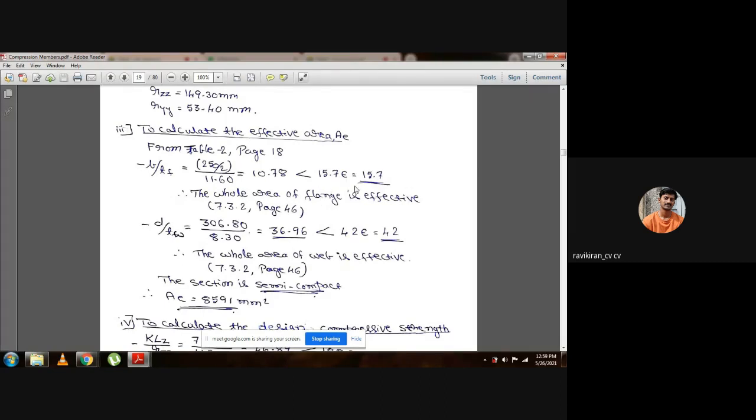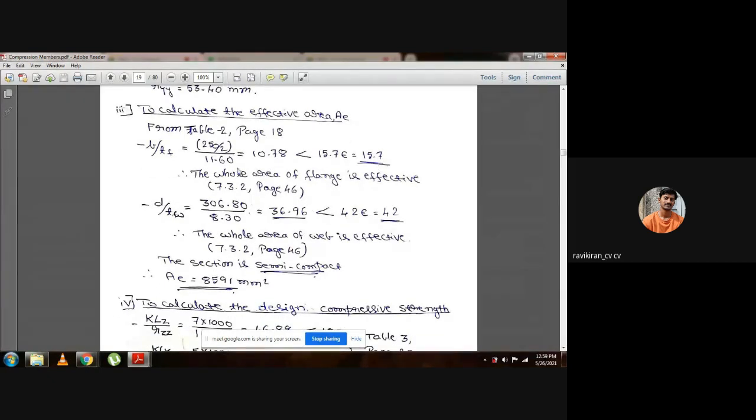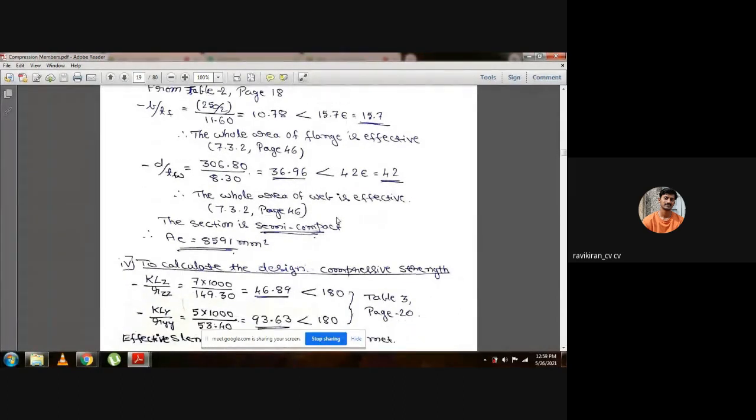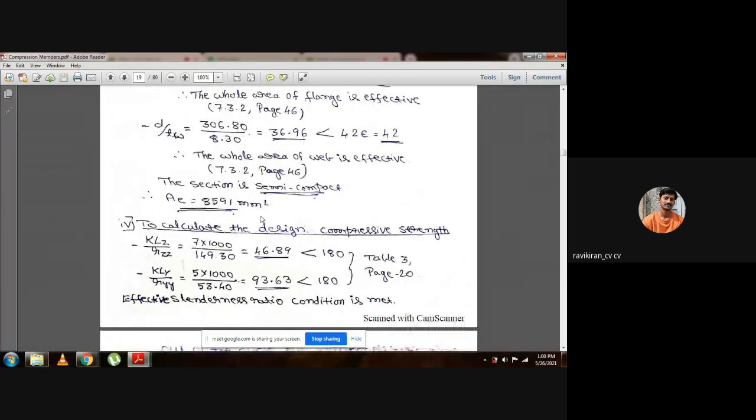So this value is 10.78, which is less than 15.7. Same way, and this you will understand only if you open Table 2, page 18 of IS 800. Same way, depth to thickness of the web ratio, you will get 36.96, which is less than 42. So the section is semi-compact. The whole area of the web is effective because it is coming in that particular zone. Semi-compact. So the effective area we considered for the section is 8591, which is from the steel table.